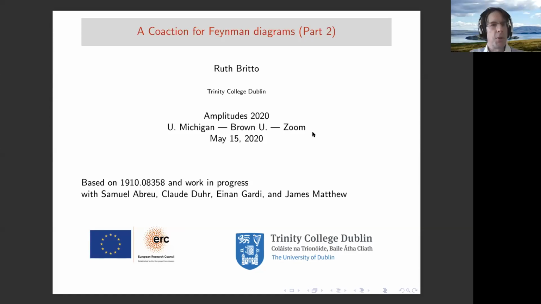Okay, we're happy to continue the second half of the morning session with part 2 of the coaction for Feynman diagrams. Okay, thank you very much. And thanks to the organizers for putting together this great event, making it happen. So I will continue from Claude's talk. The material here is based on a paper that appeared last October and also some work in progress.